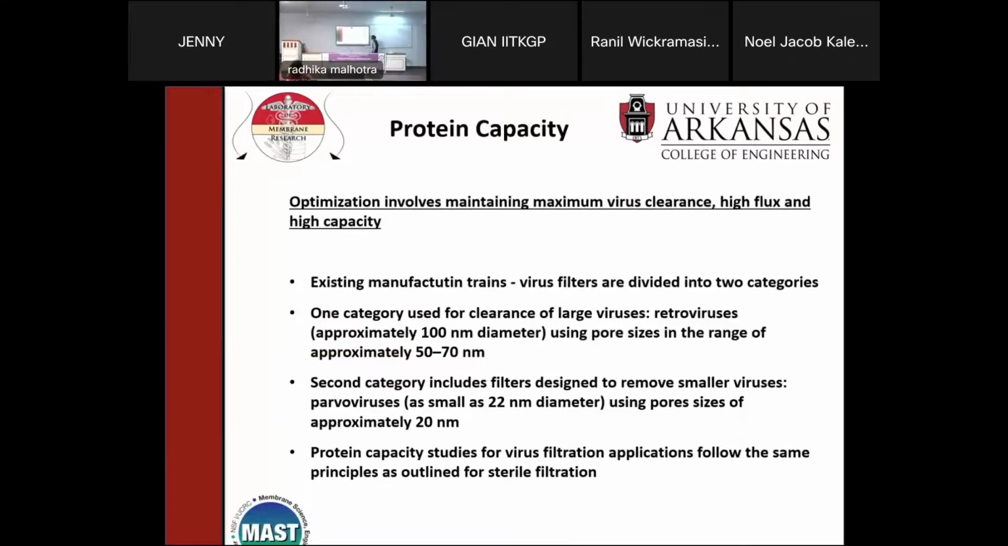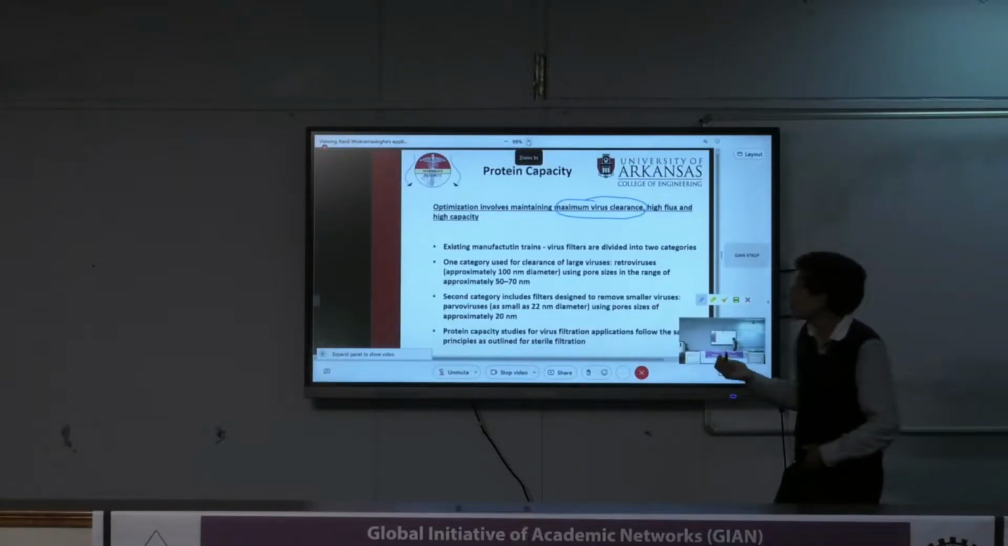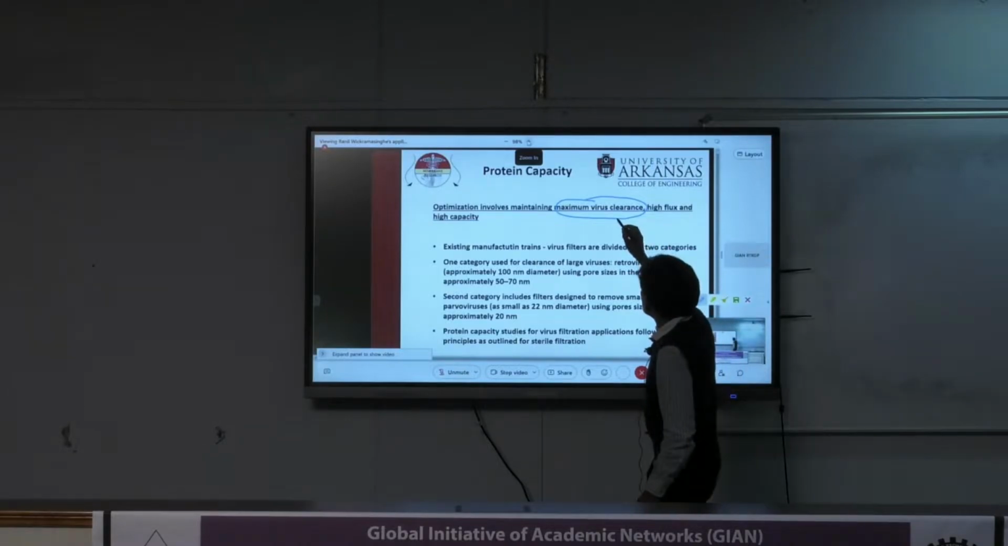Okay, so optimizing involves, this is very important. If you are designing a virus filtration process, really what you care about is, firstly, you have to have your virus clearance. Every manufacturer sells a virus filter and says it's rated for 5 log, 4 log, whatever, okay? If you can't get that clearance, it's useless. So you have to be able to get the expected virus clearance.